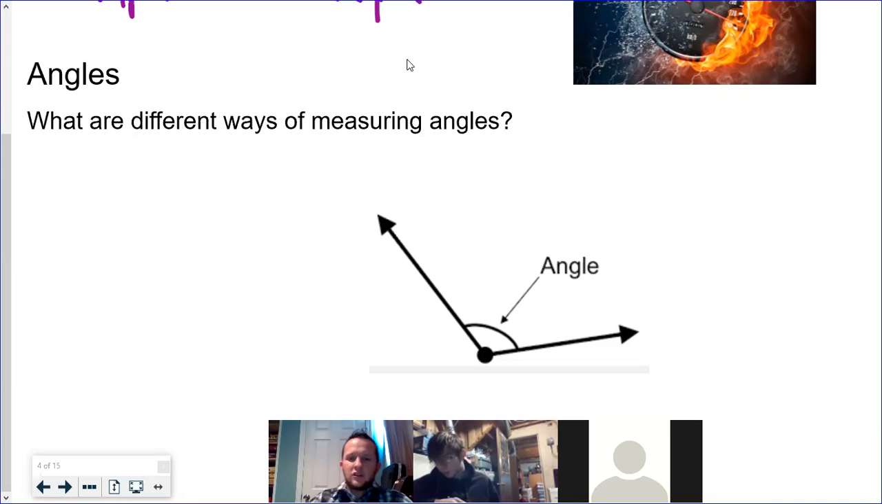Okay, so an angle is created by two rays like this. We have what we call rays going from the same point, and it makes an angle. Now, we want to know how big that angle is. What is the way that we normally measure angles? Someone just shout it out or put it in the chat.